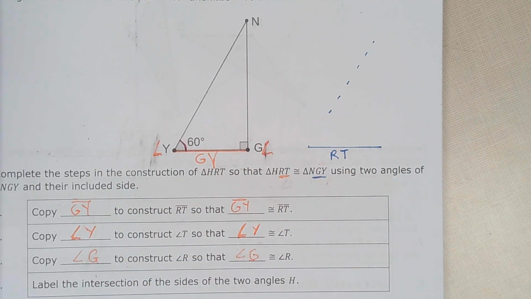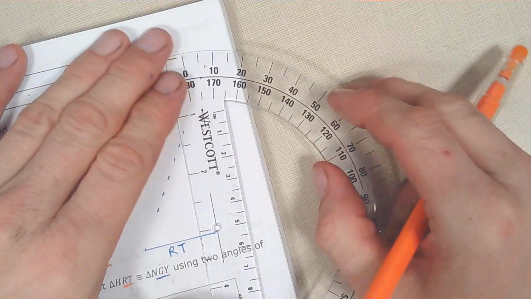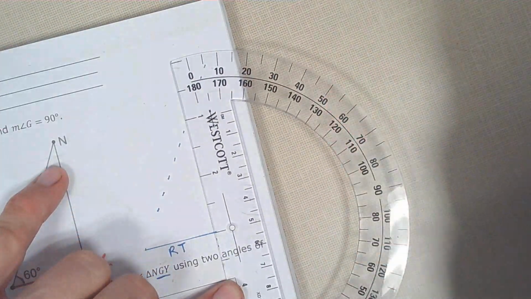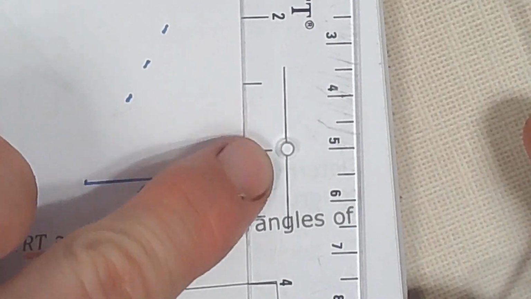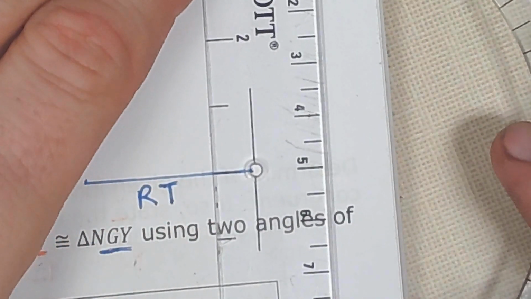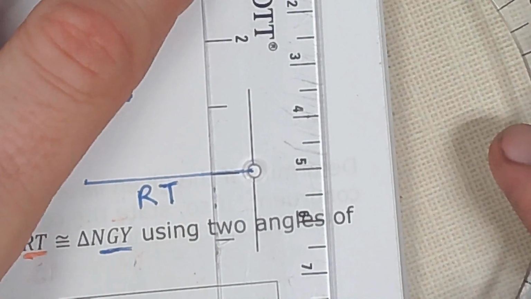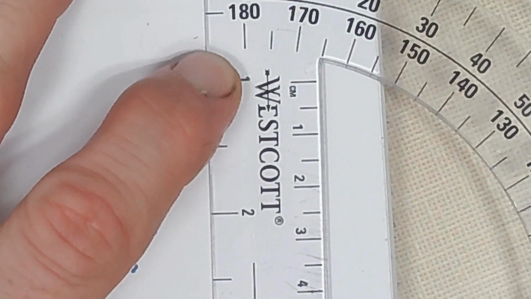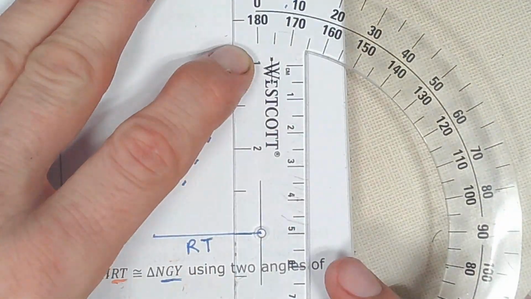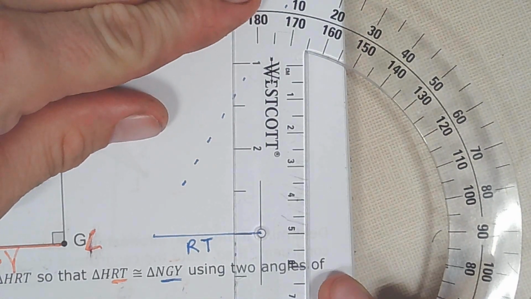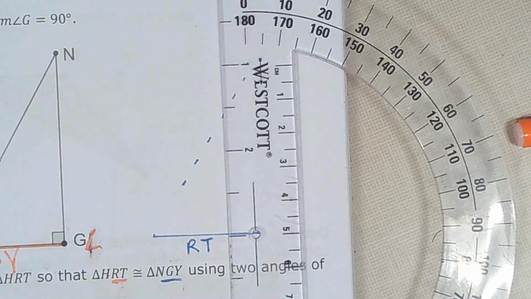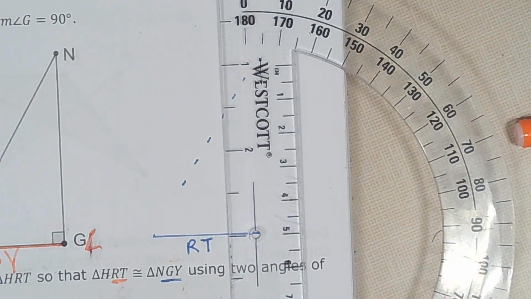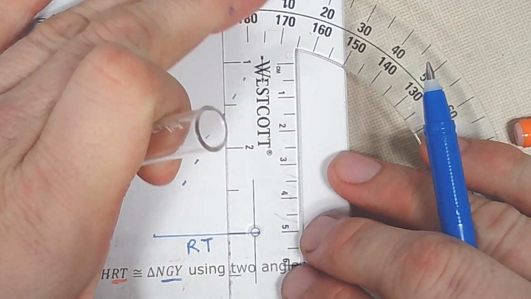Again, grab my protractor. I line up this line right here with this dot. Make sure everything is nice and 90 degrees. Maybe I can zoom out a little bit. And then I'm just going to draw. Dropped it. Okay. I'm just going to draw this line straight up.